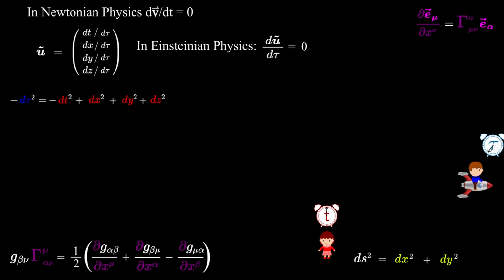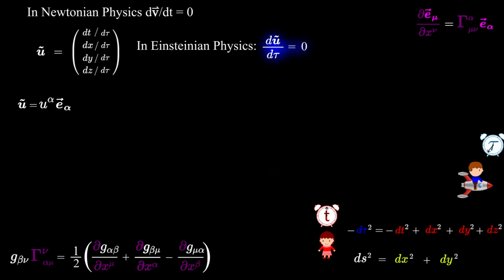In a general coordinate system, we can write u as u^α e_α, where the e_α are the basis vectors for that particular coordinate system. Let's now set du/dτ to equal 0, and see if we can discover the equations of motion for an inertial object. The first step is to make the substitution ũ = u^α e_α.